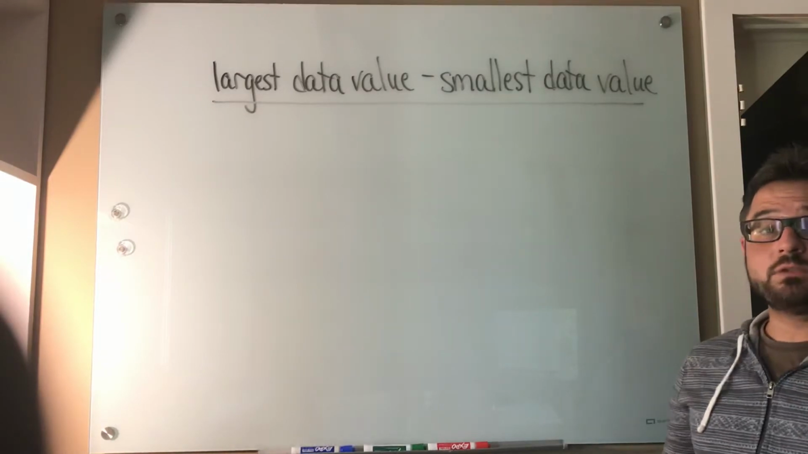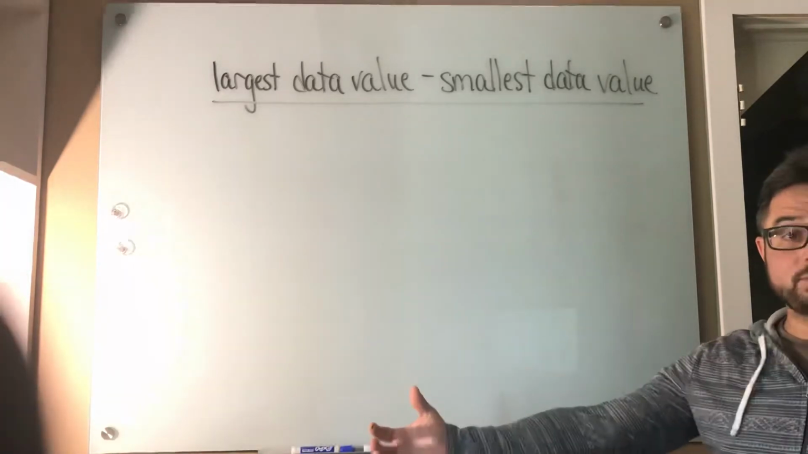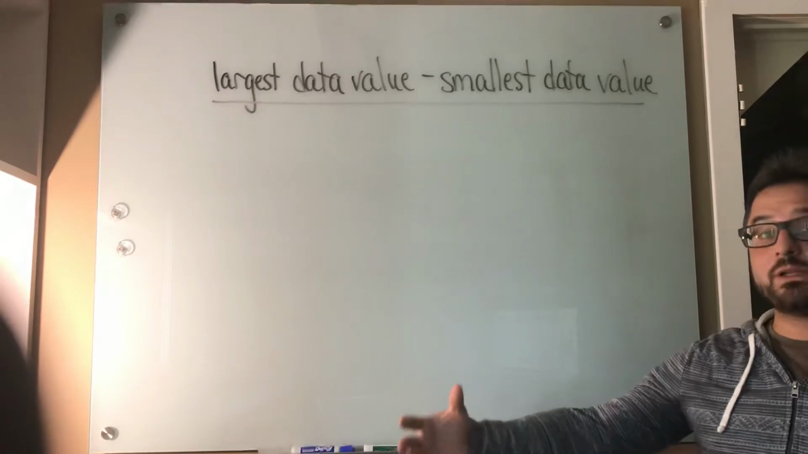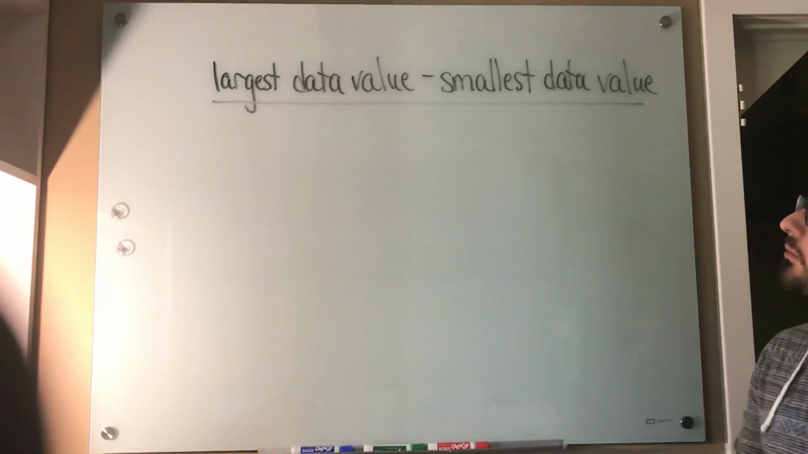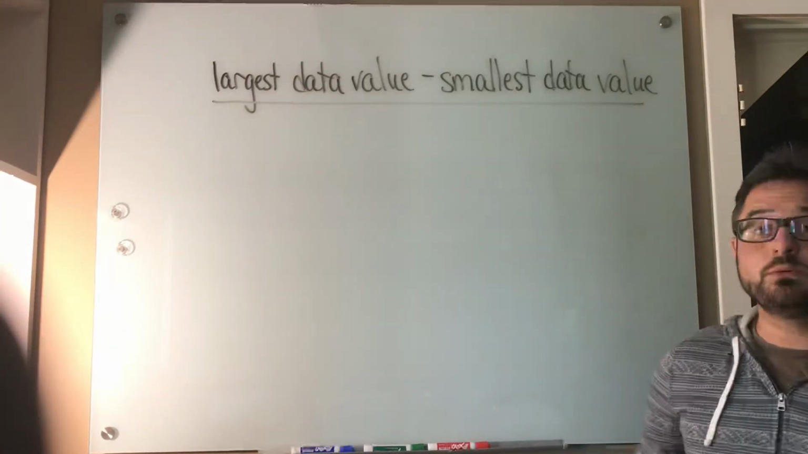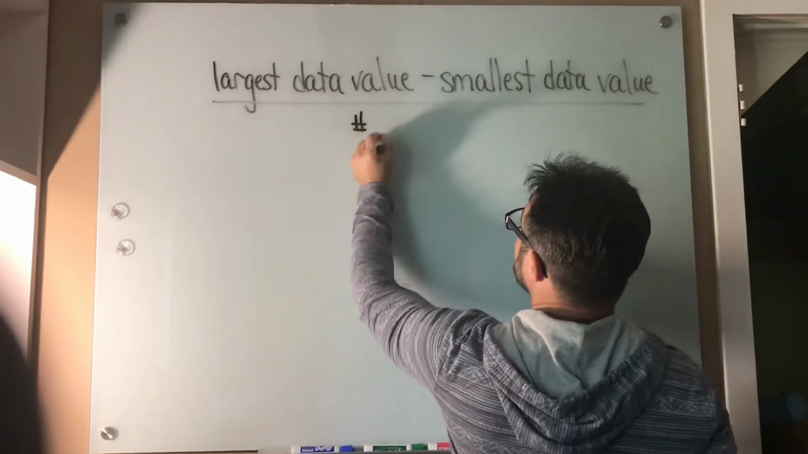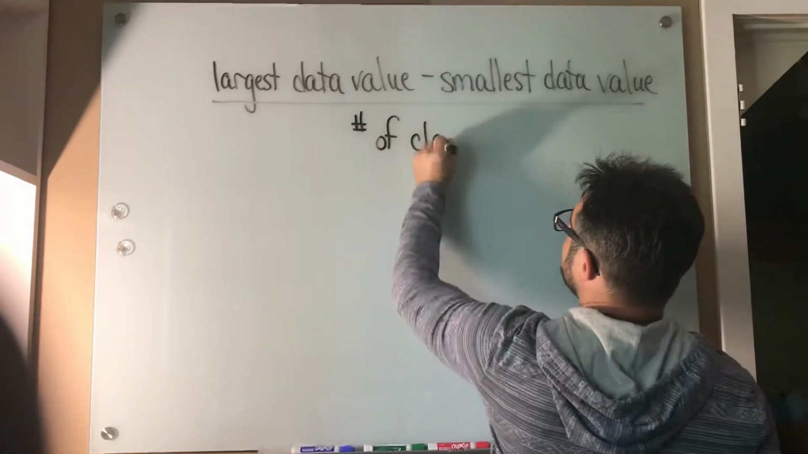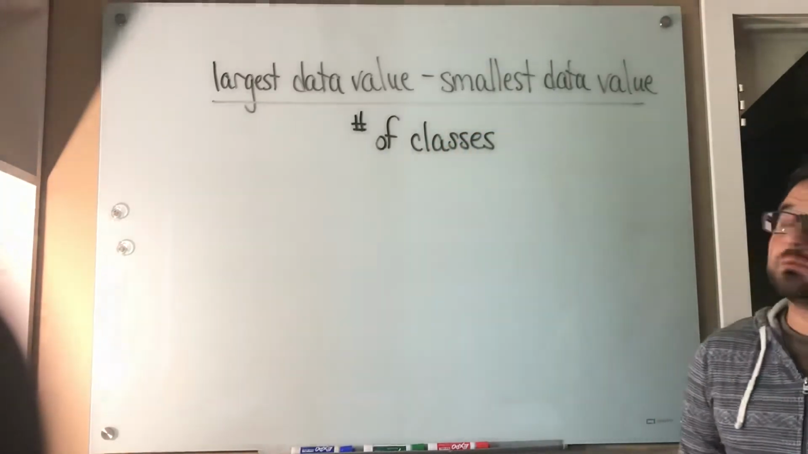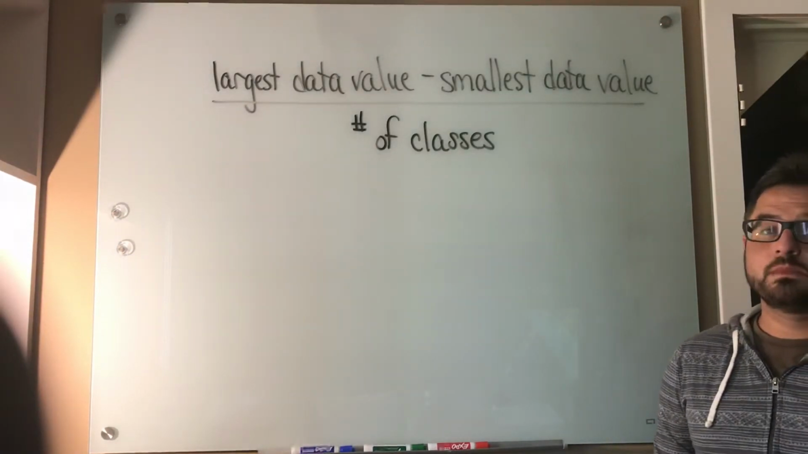It actually tells you the size of the section of the number line. If we were to lay out all the different data values, it tells you the size of the portion of the number line on which the data lies. What we want to do then is to separate that section of the number line into equal size pieces, one for each class that we're going to create. So we take that total range and divide it by the number of classes.